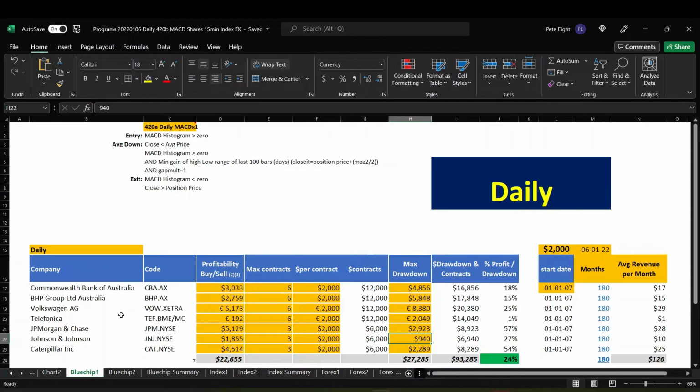So I've tried to pick a basket of various stocks to show different results across these. Before I explain the numbers here, let me just explain the strategy. First off, we look at the MACD, moving average convergence divergence histogram, going greater than 0. So that's the entry. So what does that look like?